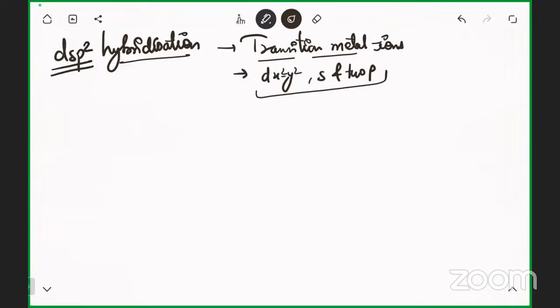The example I'm taking is Ni(CN)4 2-. See here, Ni configuration. Can anyone tell? Okay, atomic number?